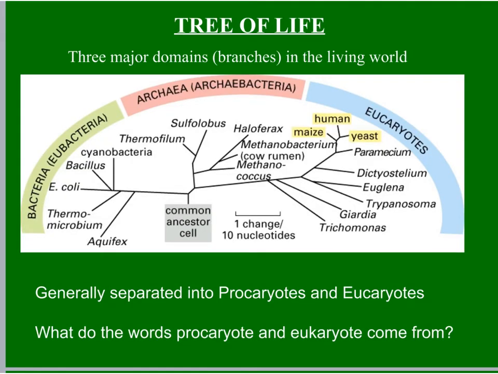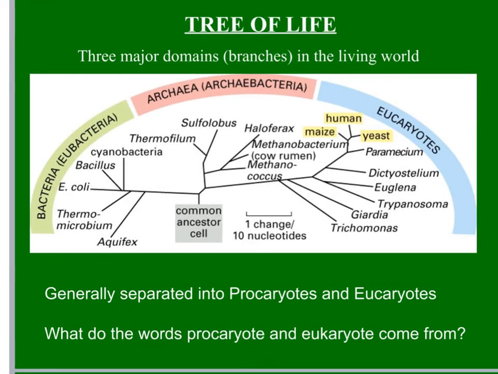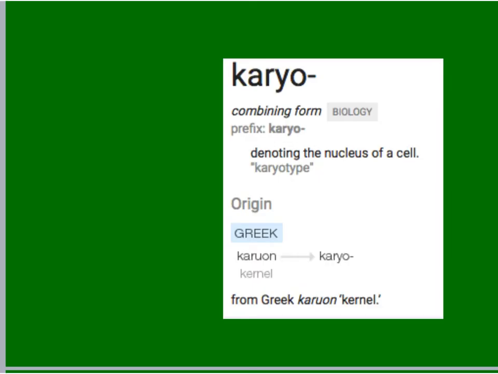So the main thing that I wanted you to get from the tree of life was prokaryotes being the archaebacteria and the eubacteria, and eukaryotes being pretty much us. So let's talk about what do the words prokaryote and eukaryote mean? Where did they come from? So karyo, all right, we see this word used a lot in biology, and karyo comes from the word in Greek for kernel.